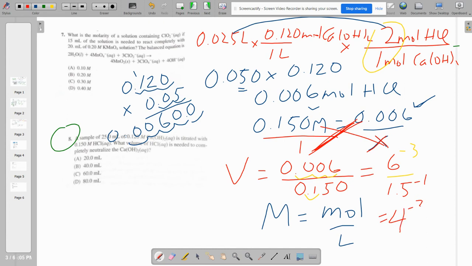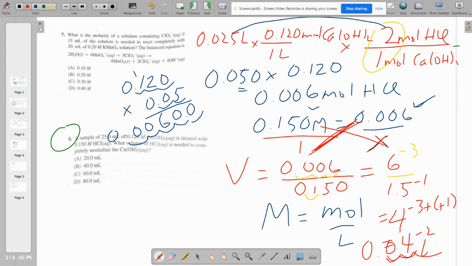And then minus 3 minus a minus 1, so those become positives. Basically what we're looking at is 4 times 10 to the minus 2. So what does that actually mean? You take your 4, put the decimal there, 1, 2. So your answer is 0.04 liters, which they gave you answers in milliliters, so you'd multiply that by 1,000. Go back 1, 2, 3, so that's going to be 40 milliliters. Whew. And that would be choice B.